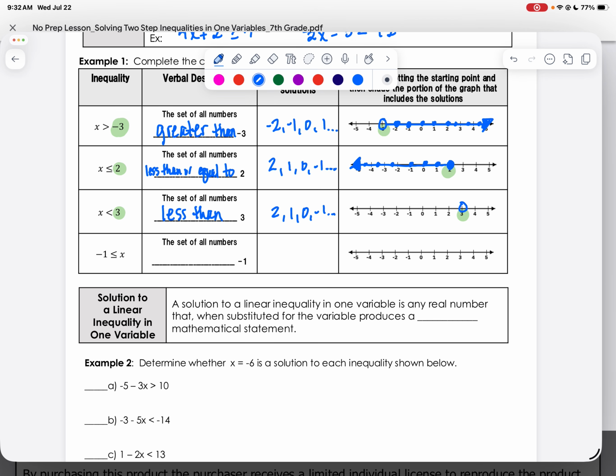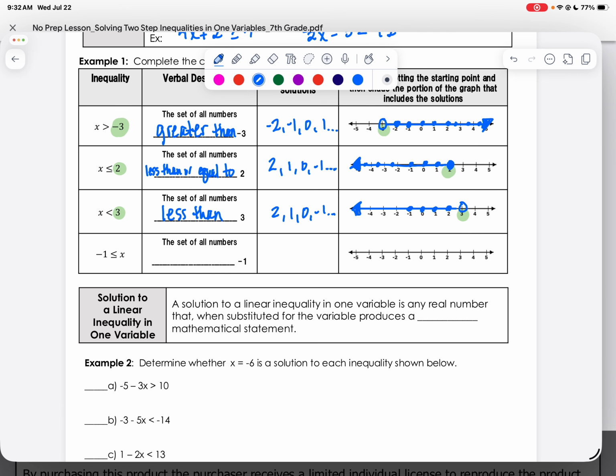Then I'm going to put filled in circles on the numbers that we said were solutions. Then I will shade the portion of the graph where the solutions lie. So there's the solution set to x is less than 3. Now, be careful on the next problem.